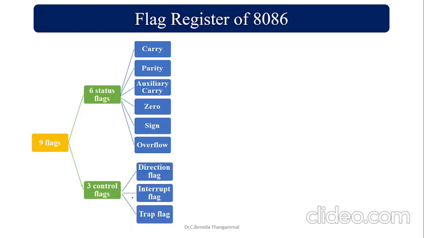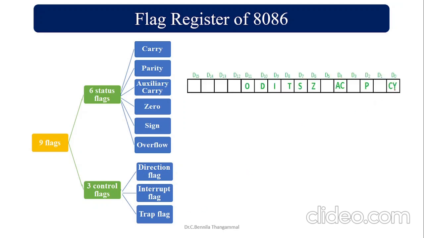And you have the 3 control flags: direction flag, interrupt flag and trap flag. The bit positions are D0, D2, D4, D6, D7 and D11 for carry, parity, auxiliary carry, zero, sign and overflow flag. And the control flags are DIT: direction, interrupt and then the trap flag.